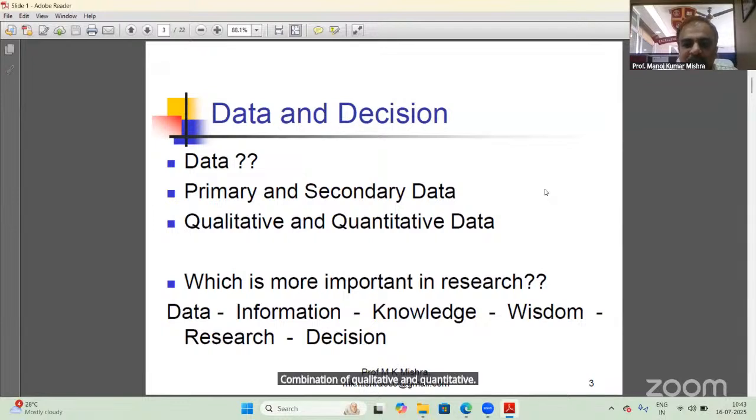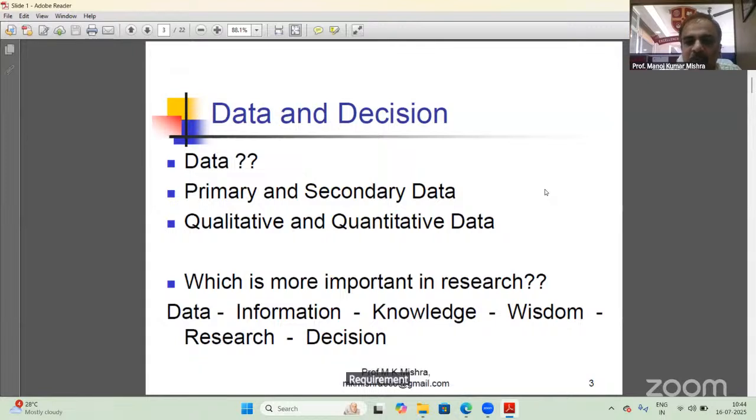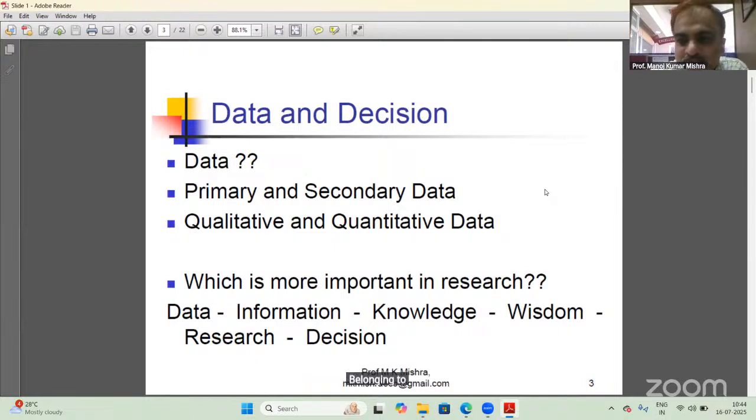Maybe you are taking more primary data and less secondary data. Some persons take more secondary data and less primary data. Understand? So according to your requirement, suppose you are going to make a demand model. I think that most of you belong to commerce, management and economics. So suppose you are making the demand model.